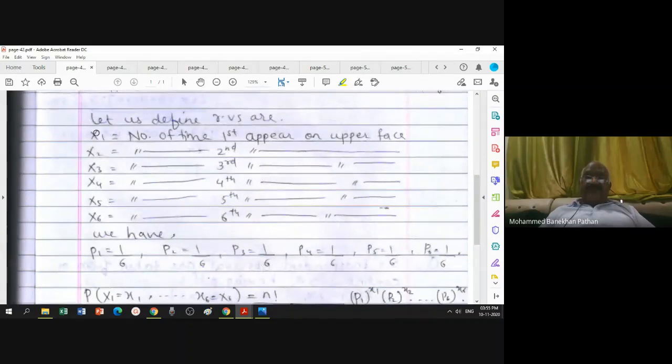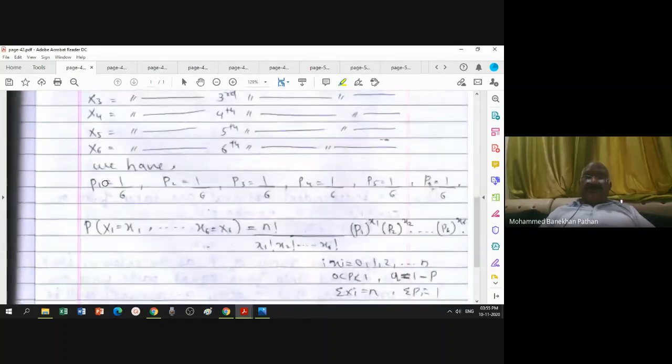For every variable, we want to decide the chance of getting success. So p1 is 1 by 6, p2 is 1 by 6. I assume that the dice under study is unbiased, fair, so every face has equal chance: 1 by 6, 1 by 6, 1 by 6, and the total should always be 1.